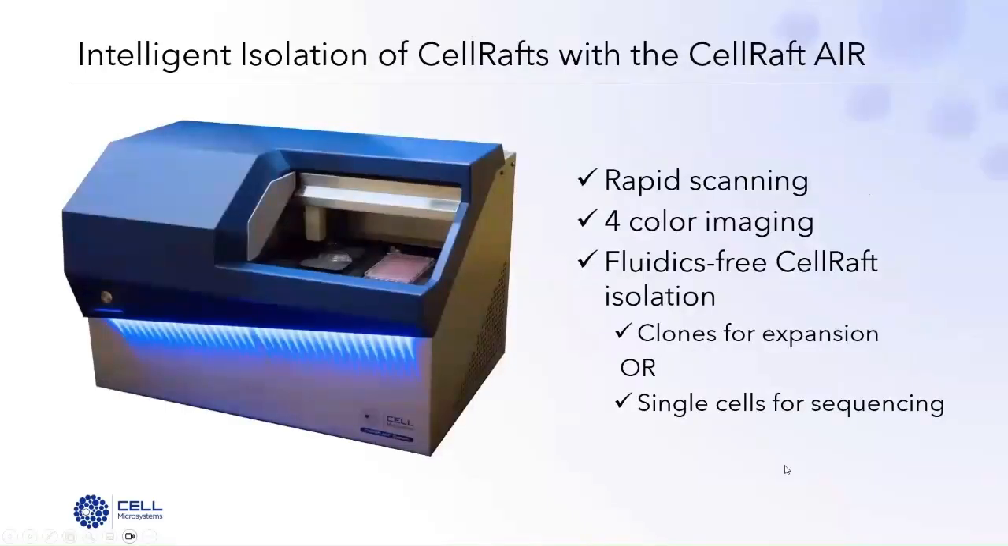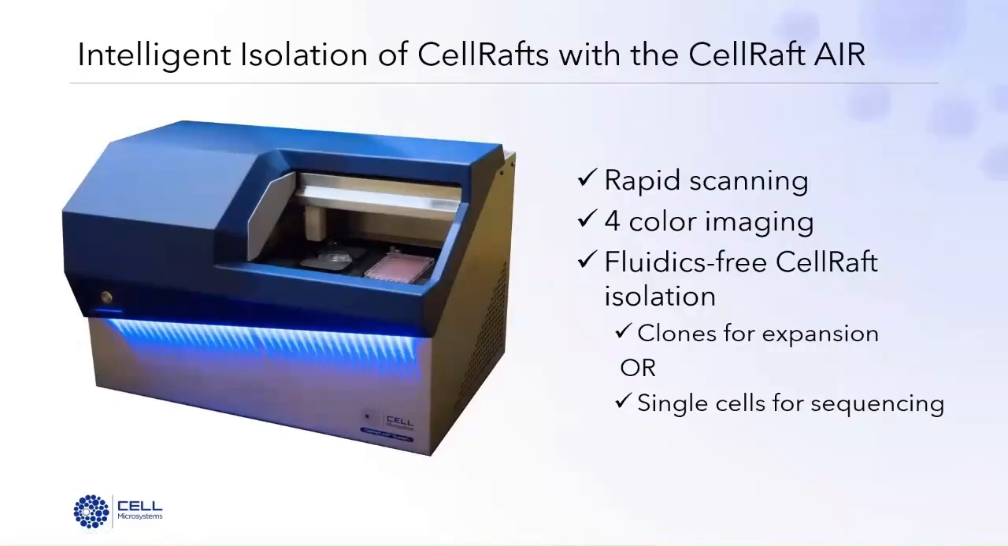Now, I've said isolation throughout this entire talk, and I'm going to finally tell you how we actually do it. That's using our instrument, the cell-wrapped air system shown here on the left. It's an incredibly user-friendly instrument, requires no fancy tools, no fancy operator. The scanning is incredibly rapid. We can scan in 4 colors, bright field, red, green, and blue. The scans typically take between 4 and 10 minutes, depending on the complexity of your assay. And when I talk about isolation, I don't mean sorting or dispensing or pipetting.